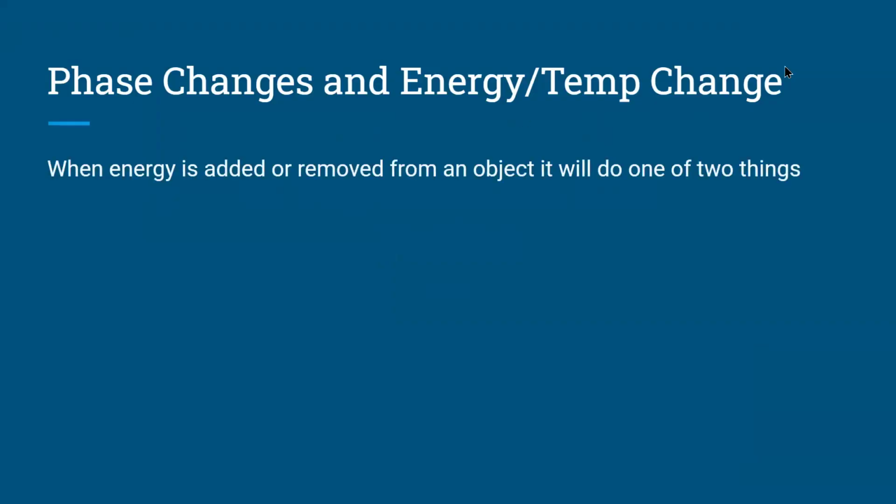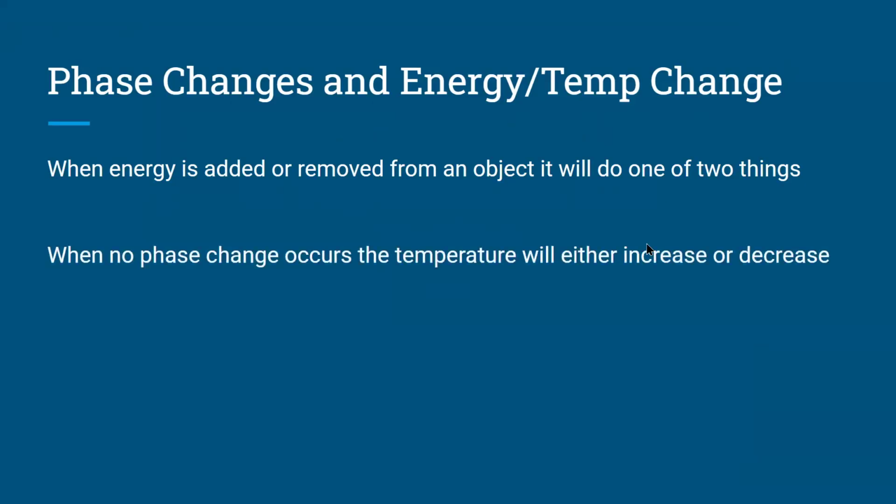So when energy is added or removed from an object, two things can occur. One, if there's no phase change occurring, so it's always a solid or always a liquid or always a gas, then you can change the temperature. And that's going to change the kinetic energy. It's going to make the molecules move faster or move slower.